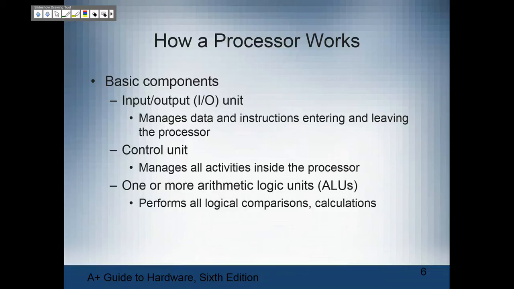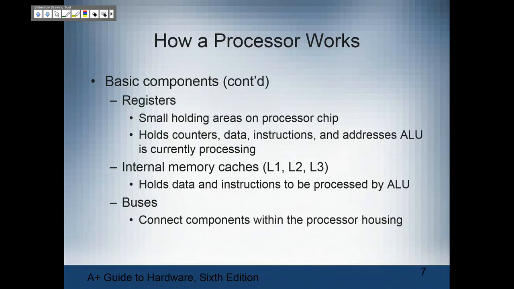The input-output and control unit manages the activities inside the processor, what's going to go in with it. And the arithmetic logic units perform all the logical comparisons and the calculations. What computers do really well is arithmetic. They do rapid, repetitive actions extremely well. Basic components are the registers, the small holding areas, all the counters, the data, the instructions. Then we talked about the caches, which hold the data and the instructions to be processed, and the buses.